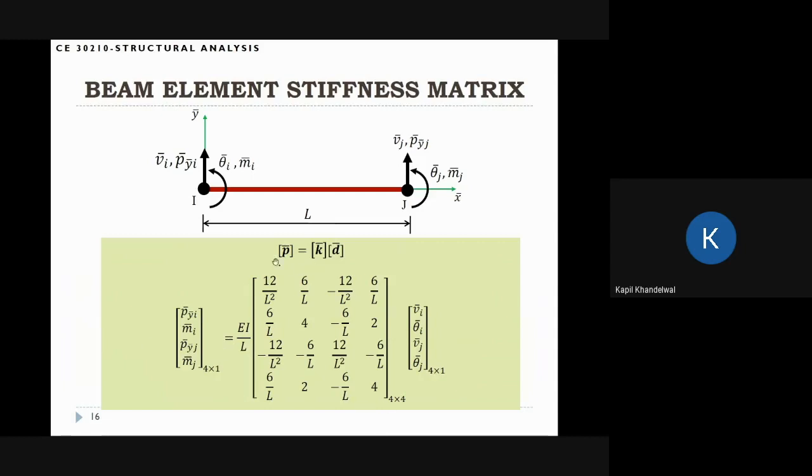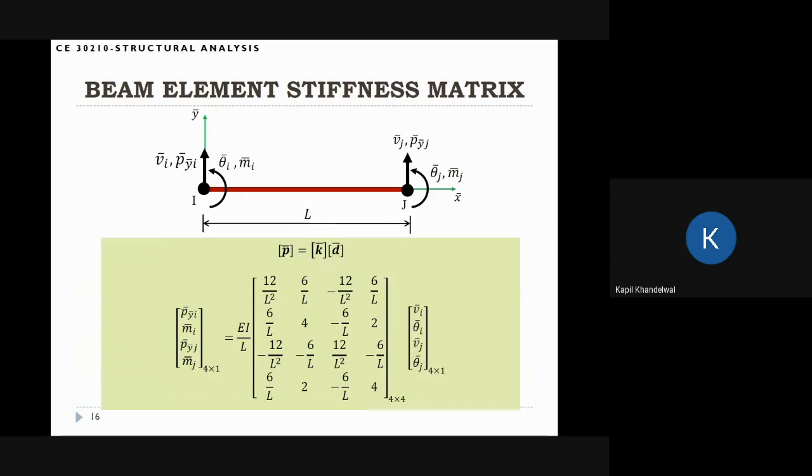So in the compact form, we are writing p bar is equal to k bar times d bar, where k bar is this stiffness matrix, p bar is this element force, and d bar is this element degrees of freedom. So this is the stiffness matrix that we are looking for, and this is what we need when we want to solve beam elements. Okay.